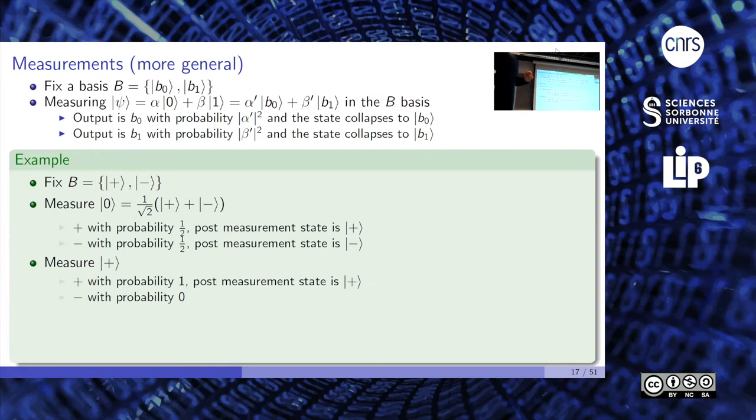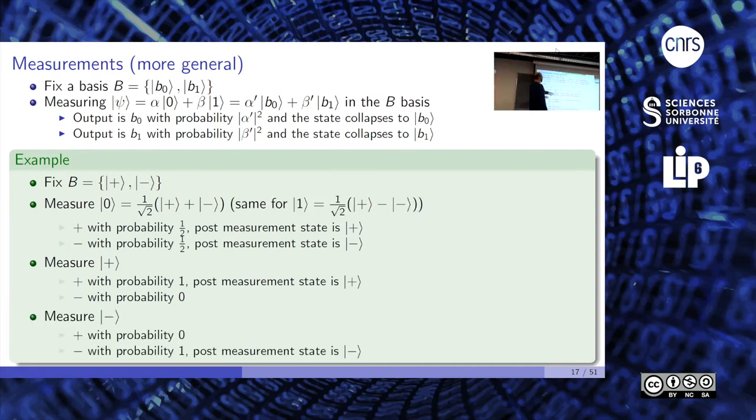And something similar will happen with the state one. If you measure one, that is 1/√2 times plus minus minus, you have the same outcomes as you have for zero. But on the other hand, if you measure plus, then you have as outcome plus with probability one, and the post-measurement state does not change. And the same thing for minus, you have outcome minus. The measurement won't collapse this state because it was already in one of these basis states. Is it clear? The important part is that you need to know the basis if you want some meaningful outcome from your measurement. This is the bottom line.